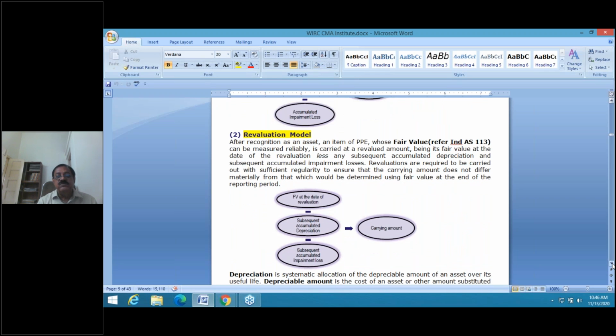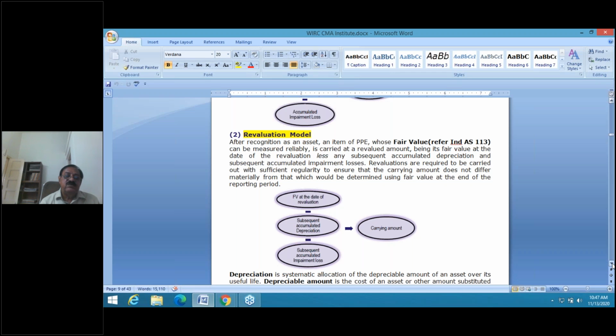Then suppose you go for the revaluation model, then after recognition as an asset, an item of PPE whose fair value can be measured reliably is carried at a revalued amount, using its fair value at the date of revaluation. So how do you decide and measure your fair value? For that you have to refer to Ind AS 113, which is fair value measurement. So you have to follow that Ind AS, and accordingly, if time permits, I will go for fair valuation also. Minus any subsequent accumulated depreciation and subsequent accumulated impairment losses.